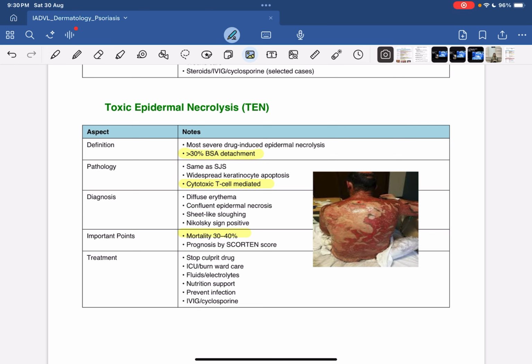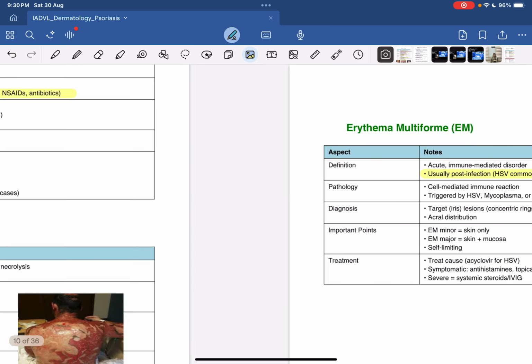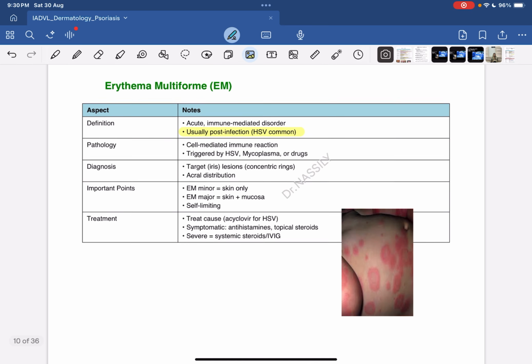The treatment is to stop the culprit drug, with ICU or burn or ward care. Fluid and electrolytes should be given. Nutritional support should be given. Prevention of infection, and IVIG or cyclosporin. Then coming to erythema multiforme.